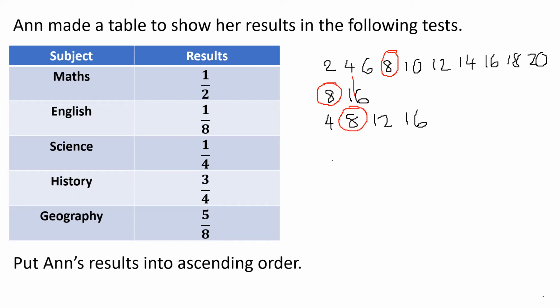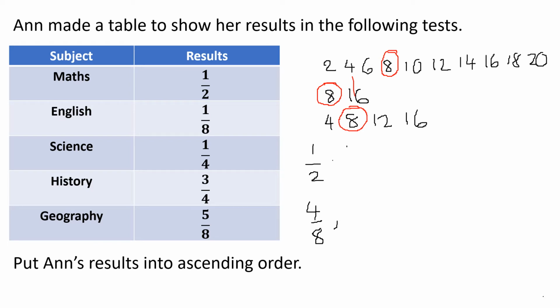Okay, so first one, a half. I'm going to rewrite this with the denominator as 8. What I do to the bottom, I need to do to the top. So what have I timesed 2 by to get 8? Well, I've timesed it by 4. So 2 times 4 gets me 8. So 1 times 4 gets me 4.